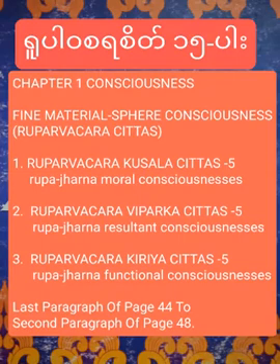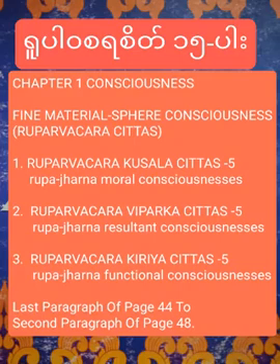Fine material sphere consciousness. Rupa-Vachara Cittas. There are 15 Rupa-Vachara Cittas, which are divided into 3 classes in the same way as the Kama-Vachara Sobhana Cittas are equally divided into Kusala, Vipaka, and Kriya Cittas.